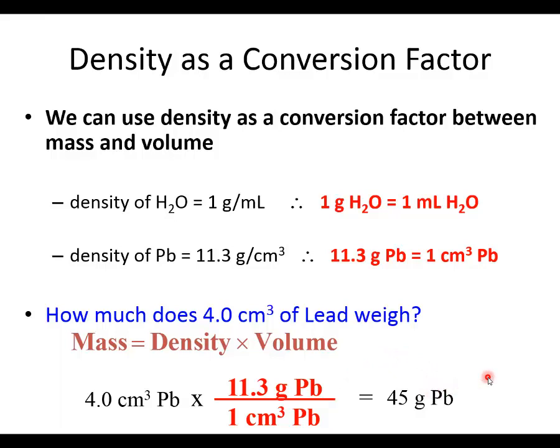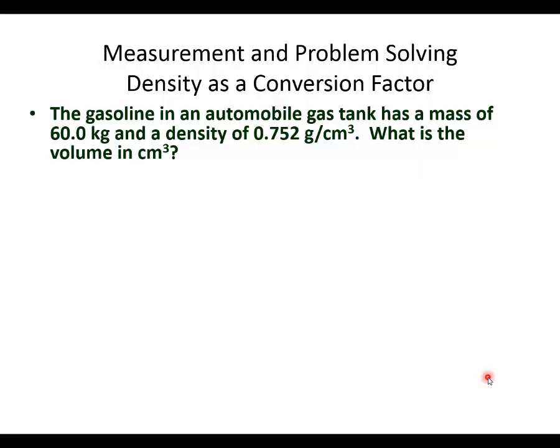Let's do another similar type of calculation. Let's consider that we were interested in the volume in centimeters cubed of gasoline that would fill an automobile gas tank. Well, if I know the mass of the gasoline and the density of the gasoline, I could easily find that volume. So the mass of gas that would fit into this automobile is 60.0 kilograms. The density of the gasoline that we're using is 0.752 grams per centimeter cubed. That should look familiar compared to the gasoline density ranges we looked at previously.